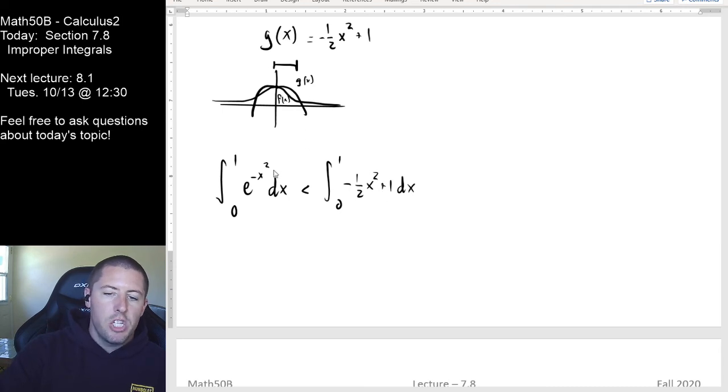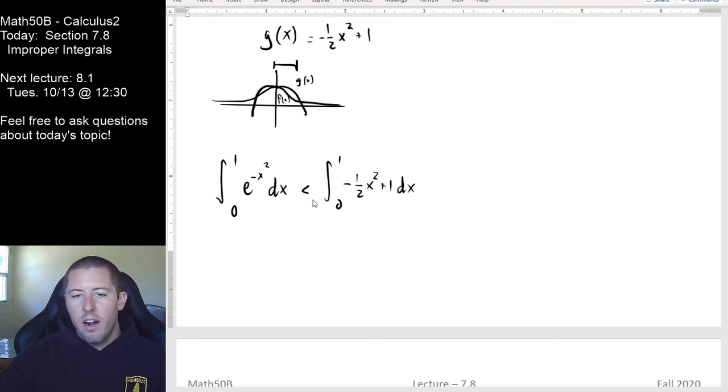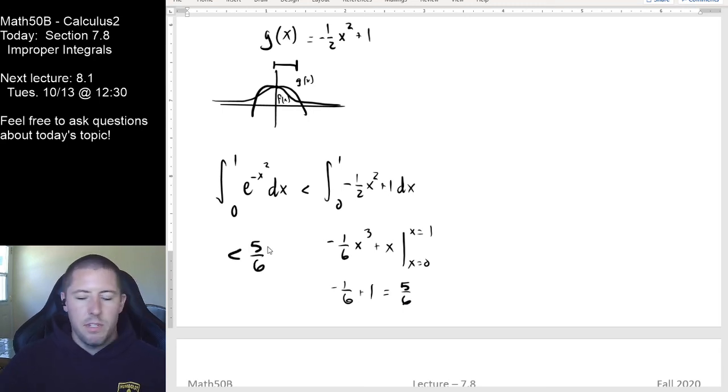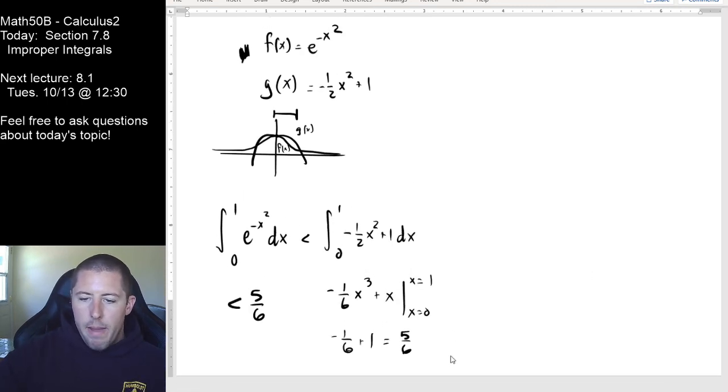I know that since the function heights of this one are all shorter, and all that an area really is a bunch of rectangles, that since all my heights are shorter here than here, my total area is shorter here than here, because the widths are exactly identical right there. And by the way, we can do this one really easily. This should become negative 1/6 x cubed plus x, evaluated from x equals 0 to x equals 1. And so negative 1/6 plus 1. So we're getting here 5/6. So I know that this guy right here is less than, in total, 5/6 from 0 to 1. Now let's look at the remaining chunk.